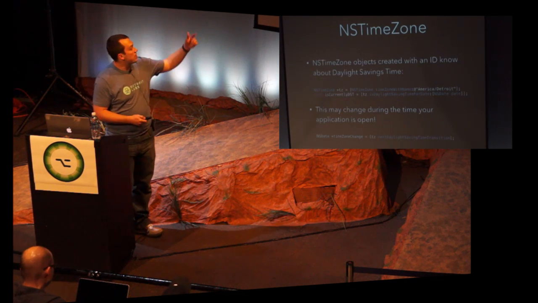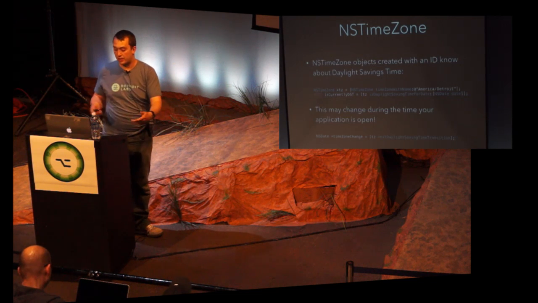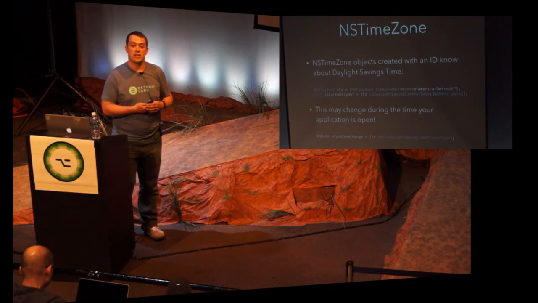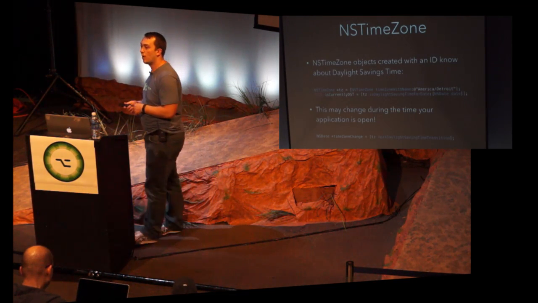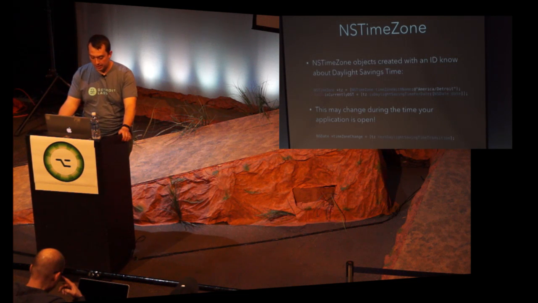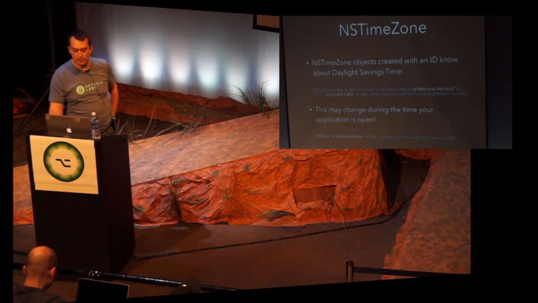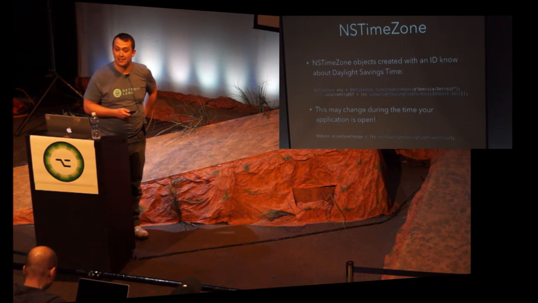So what you want to do is make your time zone like that. And then you can ask it, is it currently daylight savings time if you need to? And that can change. Somebody could be playing your game at 2 in the morning on the day that daylight savings time happens. And now all of a sudden, it's a different time zone than when the app was opened. So that's fun. And there's a notification you can sign up for. It's NSSystemTimeZoneDidChangeNotification. Make sure you test that.